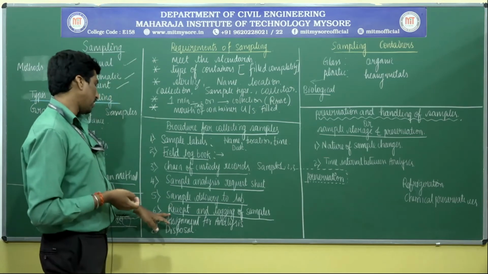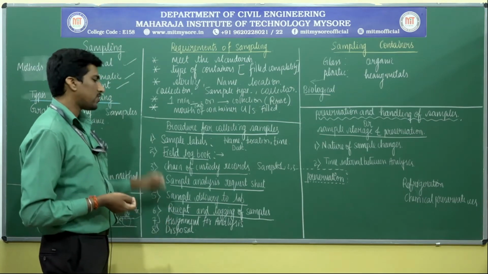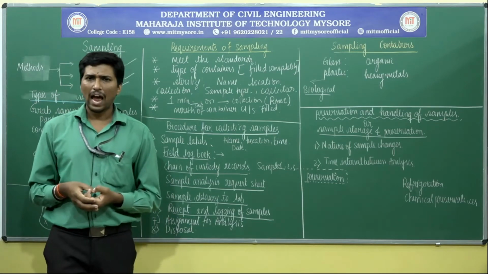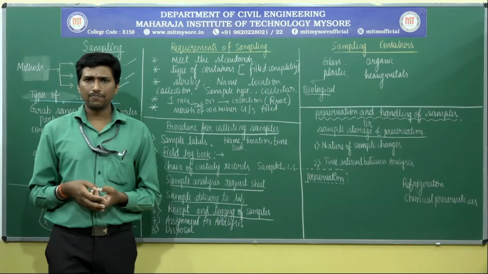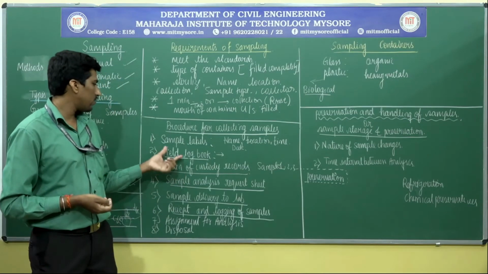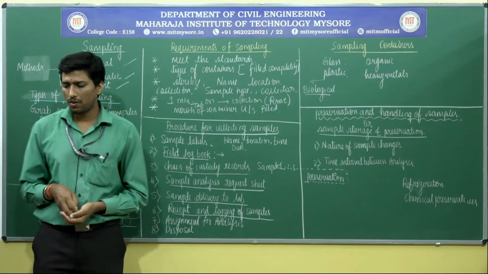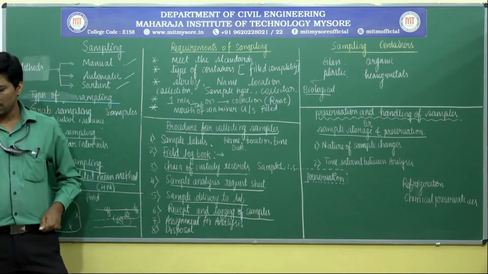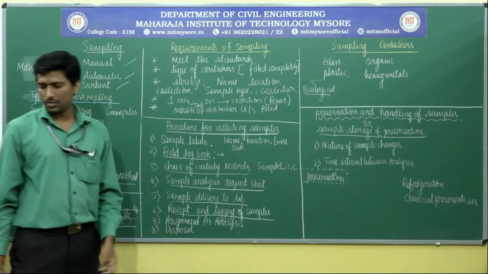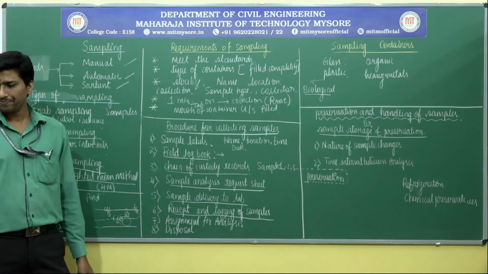The next important thing we come across is the receipt as well as the logging of the samples. Who has brought the samples and at what time of the day. What is the purpose of the sampling, when it is already there in the field logbook as well as the chain of custody records. Next important thing is to request and deliver the samples to the custodian. That is the most important thing.